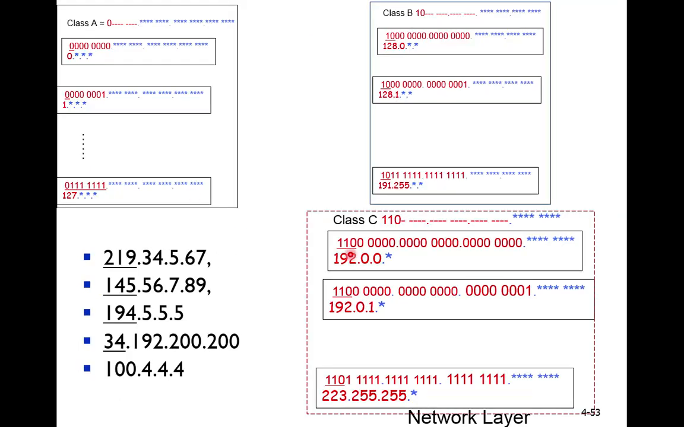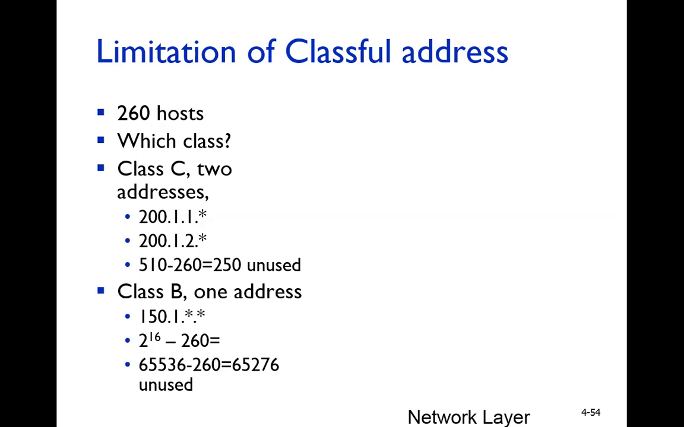In class C, the last byte is the host part. So the last byte contains 8 bits. 2 to the power 8 means up to 255 hosts could be there in a network. Since we have 260 hosts, we will need two IP addresses. For example, one IP address 200.1.1, in which we can have up to 255 hosts, and the remaining 10 hosts could be from another address. So we need two IP addresses. Okay, but normally organizations often prefer to use one IP address.